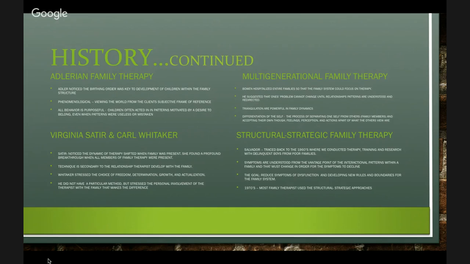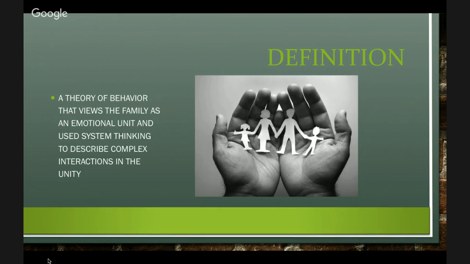So whatever the presenting problem is, we have to look at all the vantage points from all the family members, and we must come to some way to decrease those symptoms. So what is a good definition? A good definition of family therapy is a theory of behavior that views the family as an emotional unit and uses systems thinking to describe complex interactions in this unit.